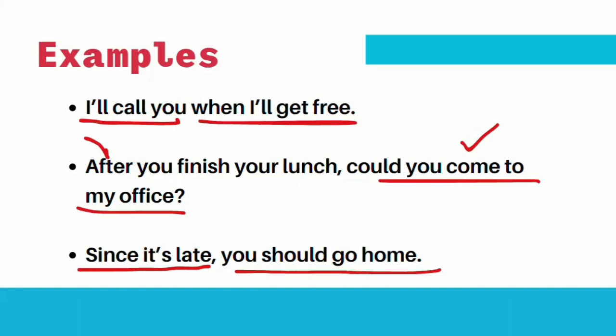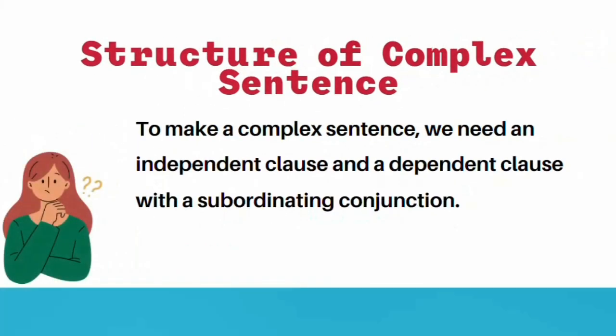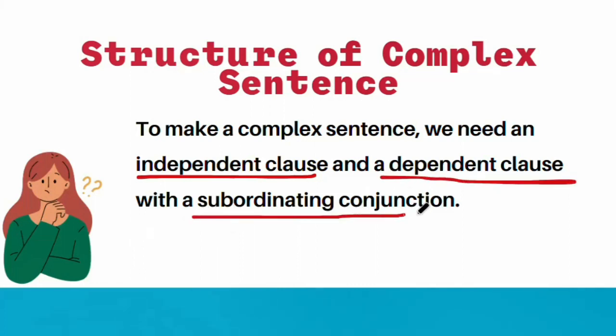Hope the idea is clear, but now we will see how to make complex sentences, or in other words, what the structure of complex sentences is. So to make complex sentences, we need an independent clause, a dependent clause, and a subordinating conjunction. This is another thing that we need to make a complex sentence: a dependent clause, an independent clause, and a subordinating conjunction.